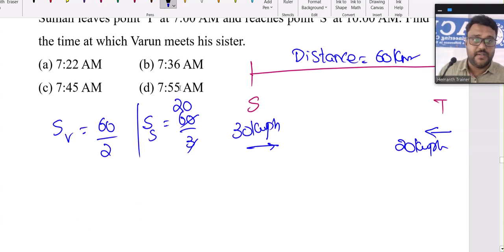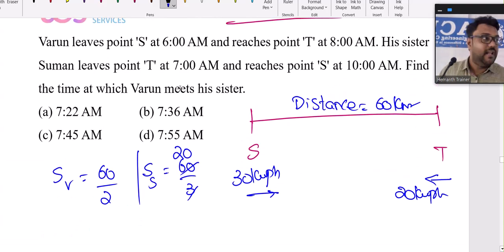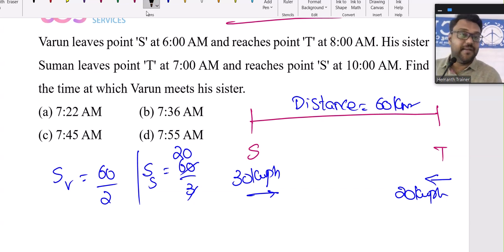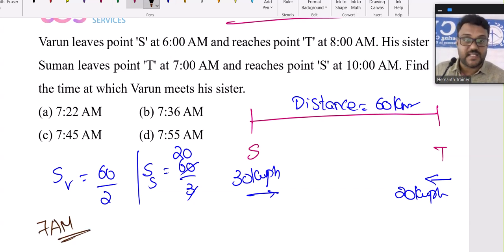And now here, if you observe, one more important update. Time is distance by speed: distance 60, opposite direction, speed 30 plus 20. Adding is not allowed now, because both did not start at the same time. Time is distance by speed is allowed only if both started at the same time. Are both started at the same time? No. Varun started at 6, but Suman started at 7. Which is the late time here? Late time is 7. So at 7 a.m. you observe it. You don't apply time is distance by speed directly.